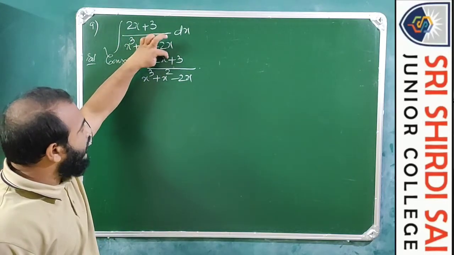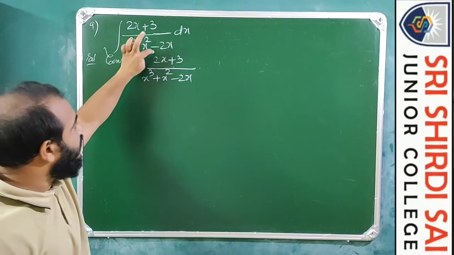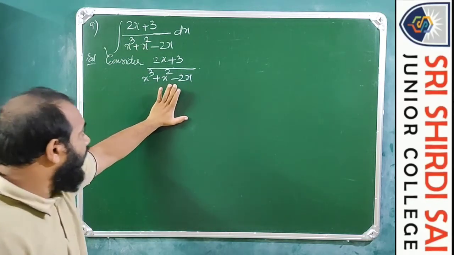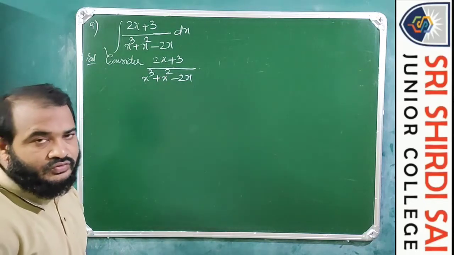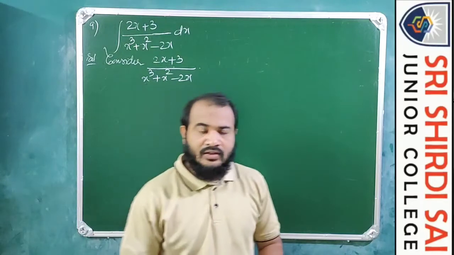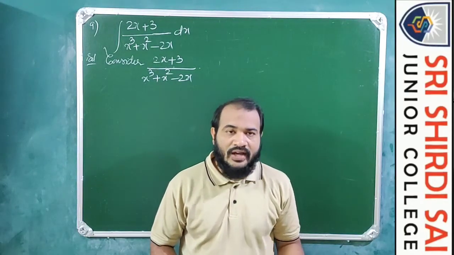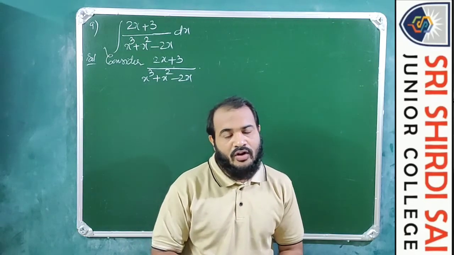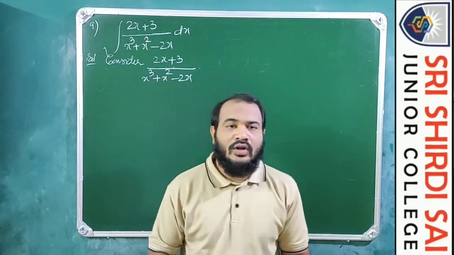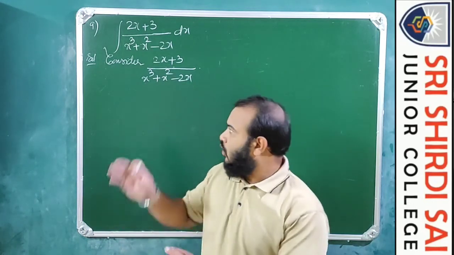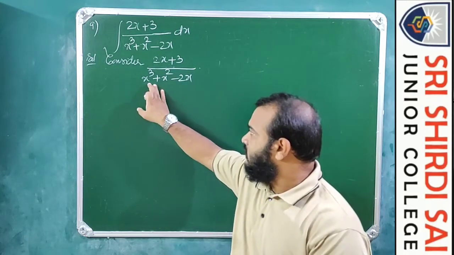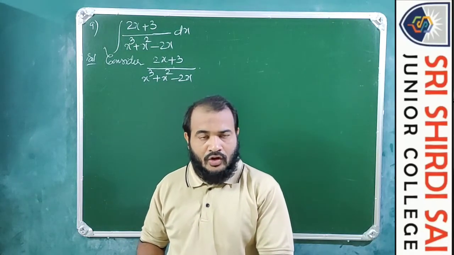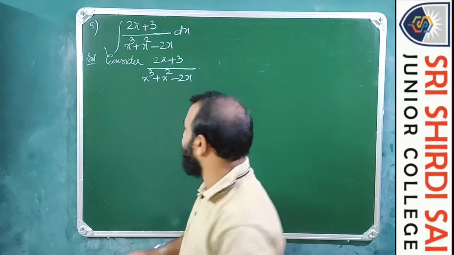Now, the degree of the numerator is 1, the degree of the denominator is 3. Therefore, the degree of the numerator is less than the degree of the denominator. Yes, it is a proper fraction. And the denominator is a cubic expression. But as far as we have learnt the methods of partial fractions, we only have either linear factors or quadratic factors, reducible or irreducible. We don't have any cubic factor or something else. So let us first express this x cube plus x square minus 2x as the product of quadratic and linear.